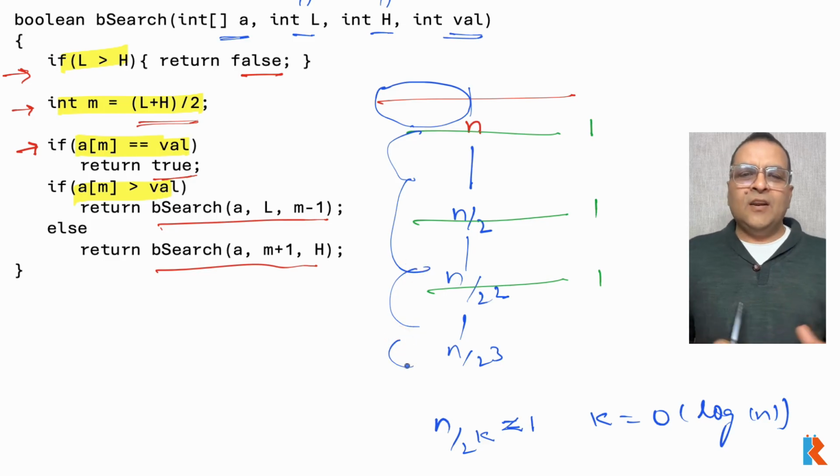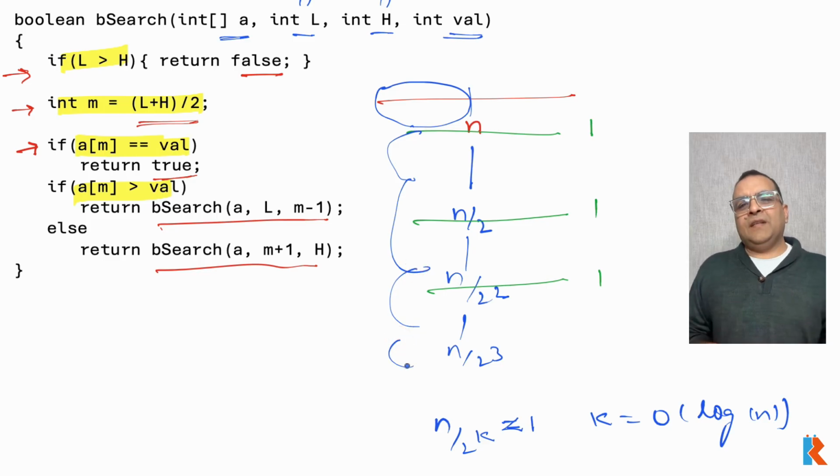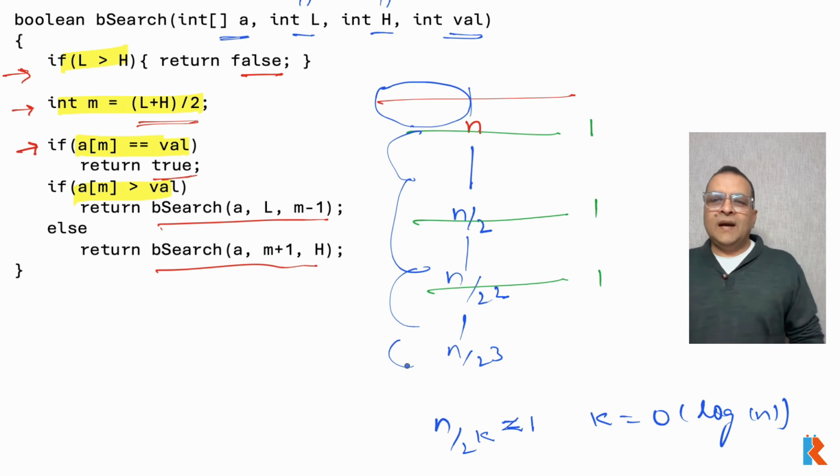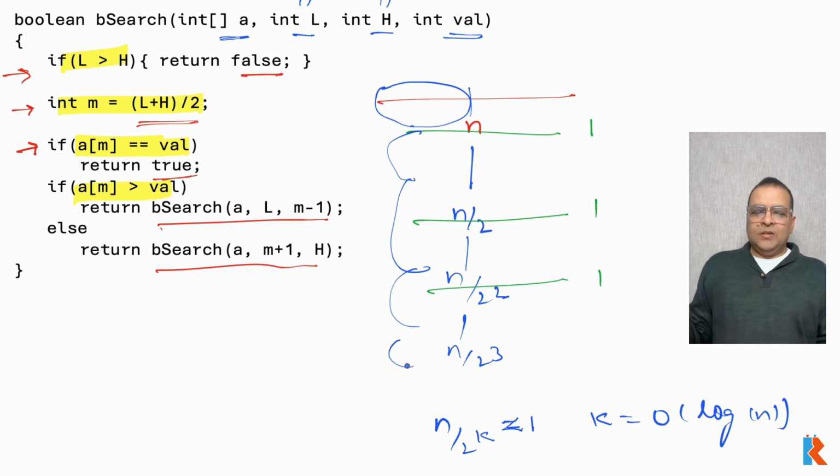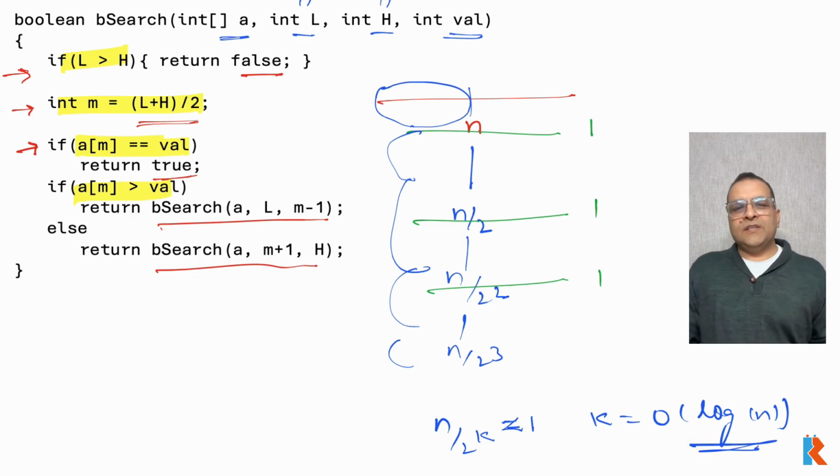We have seen this earlier also. This is essentially halving the parameter. So we have seen how the exponential growth and exponential reduction happens when we are doubling and halving. So in case of halving, the number of times the function will be called will be log n. This is how we are finding the time complexity of binary search using the function call tree.